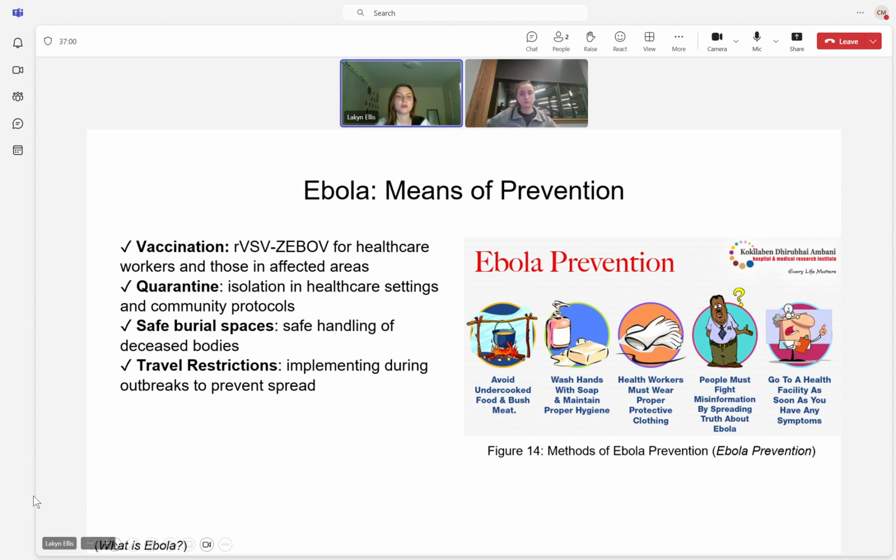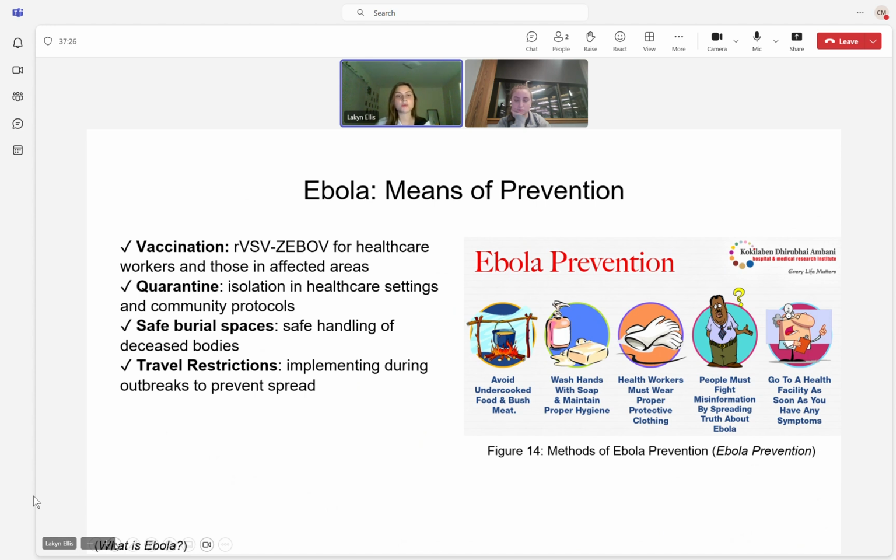Means of protection for Ebola. Currently, there is a vaccination, and I use quotations around that because it's sort of like the COVID-19 vaccine that first came out, where we didn't know what it was, but healthcare workers were required to get it. So this is just a sort of like placebo vaccine for healthcare workers that are in infected communities or areas working with people with the virus.